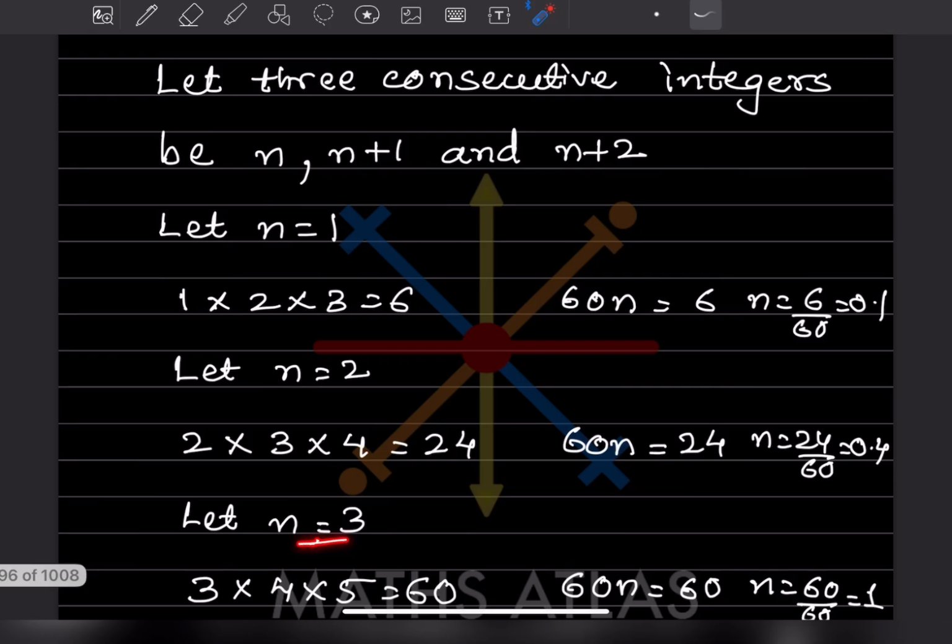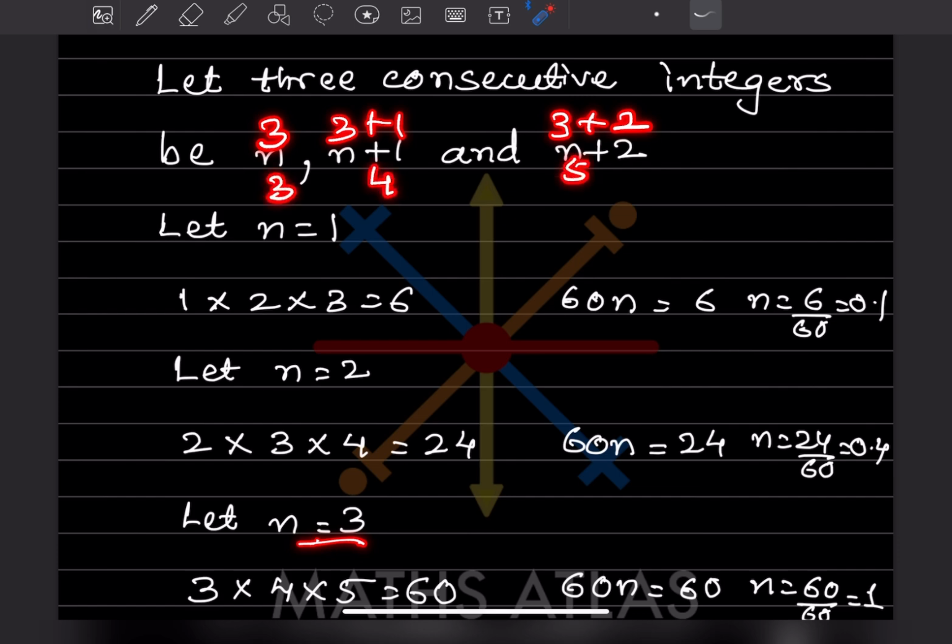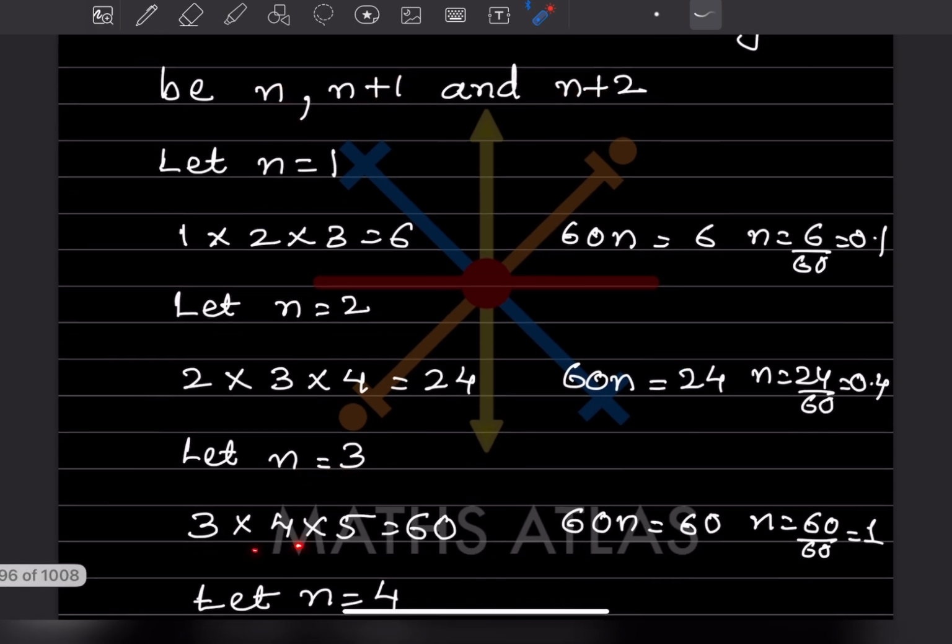If we take n as 3, we put 3, 3 plus 1 and 3 plus 2. So here will be 3, here will be 4 and here will be 5. The product of that, 3 into 4 into 5, is going to be 60. So 60n is equal to 60, so n will be 60 divided by 60, which is going to be 1.